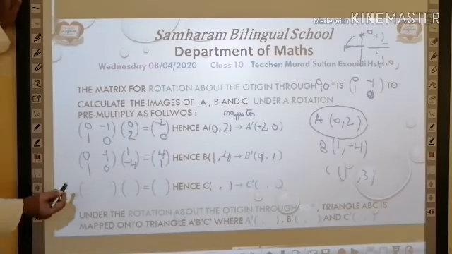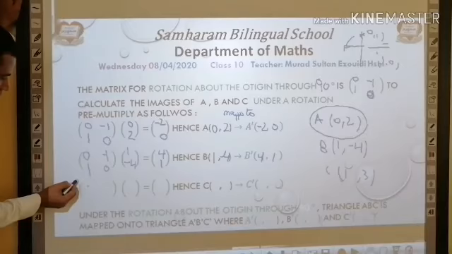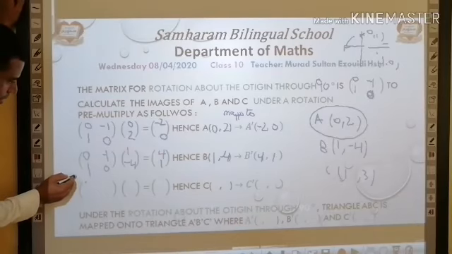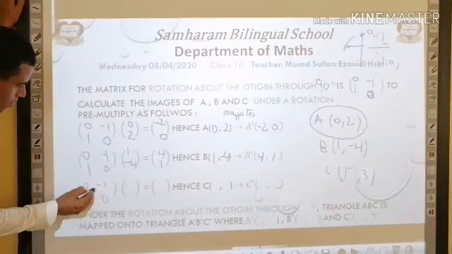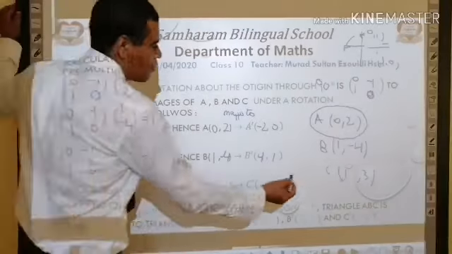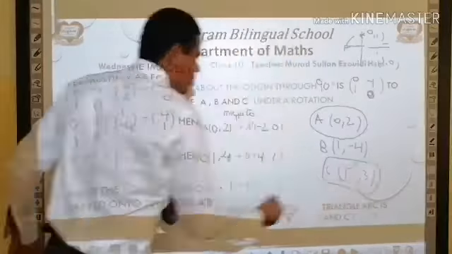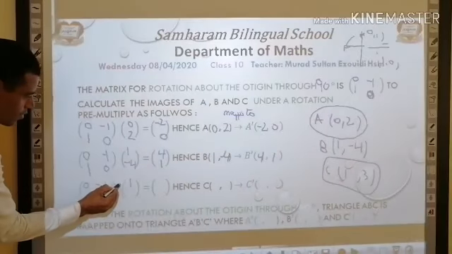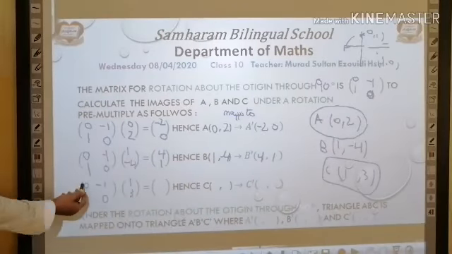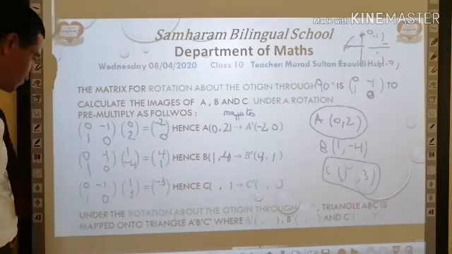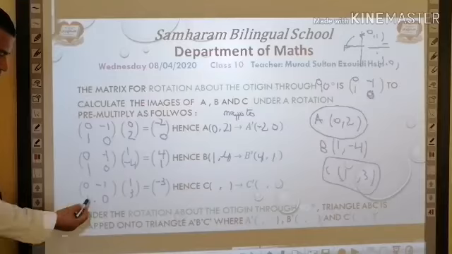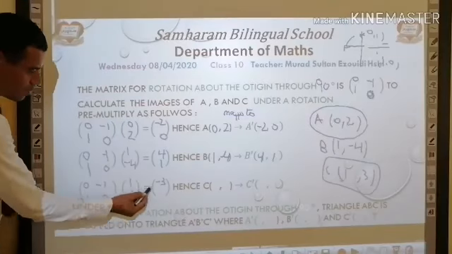The next one, we have the matrix that transforms C into C prime, the matrix for rotation about the origin through 90 degrees. So 0, 1, then minus 1, 0, multiplied by the coordinates of the point C, my kids, which is 1, 3. Then just multiplication. 0 by 1 is 0. Negative 1 by 3 is negative 3. Negative 3 plus 0 is negative 3. 1 by 1 is 1. Plus 0 by 3 is 0. 1 plus 0 is 1.